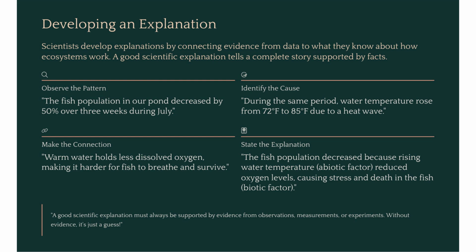Once you've collected data and identified the interactions, you can develop an explanation. For instance, you could say, "My data shows the fish population dropped after the heat wave. This is because the high water temperature, an abiotic factor, decreased the amount of dissolved oxygen, which the fish need to survive." This is an example of how an abiotic factor can harm a biotic factor.